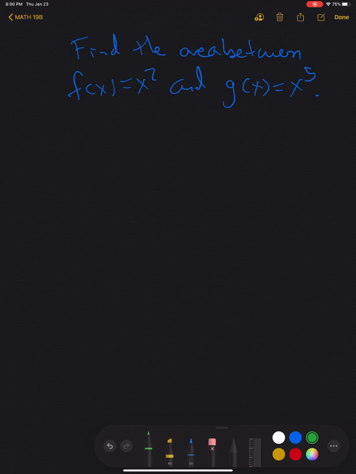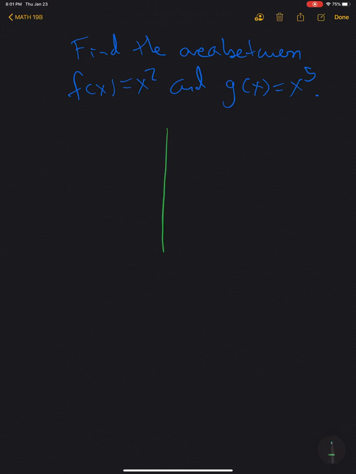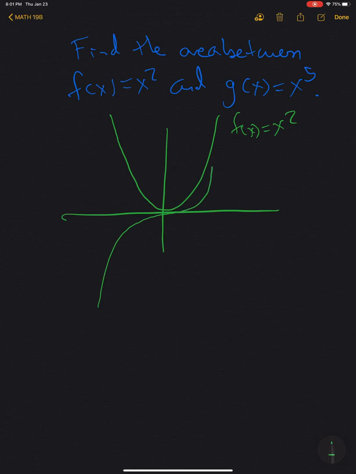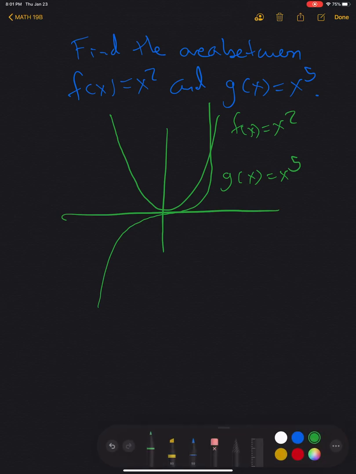Well, the first step that we need to take in here is to sketch the graph of these two functions. So x squared is a parabola like this, and x to the fifth is going to be a function that looks a little bit like that. You can double check the graphs on the graphing calculator or in the many online tools that are available. In other words, this problem is asking us to find the area of this little part in between these two shapes.